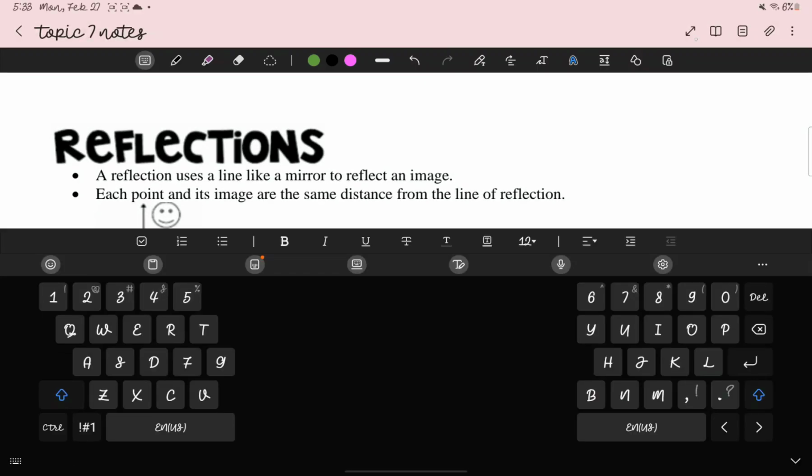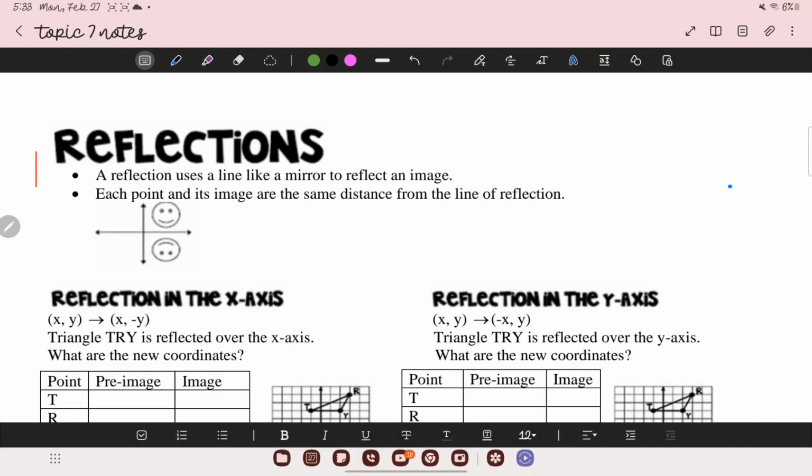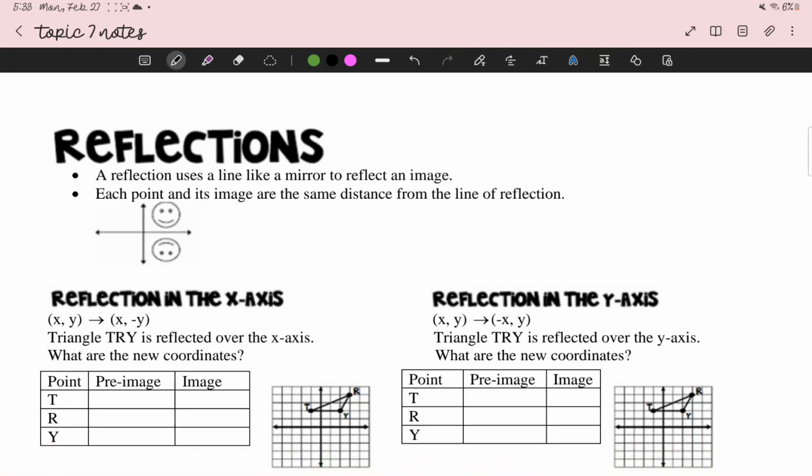Okay, so we're going to go ahead and get started with our notes on reflections.